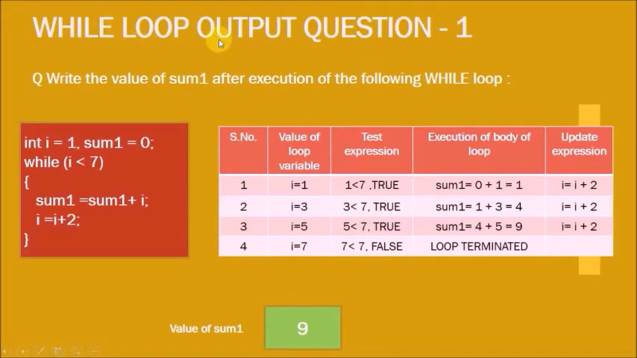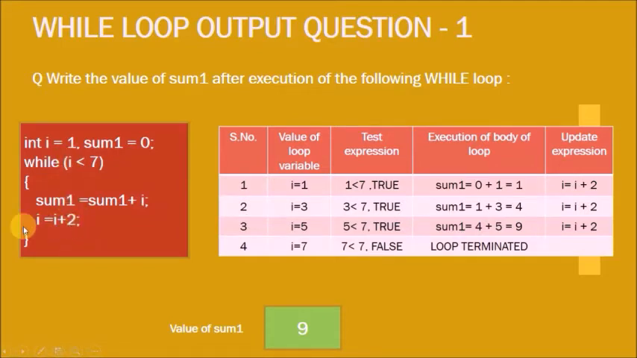Now let us solve some output questions, because output questions usually come and they are of 2 marks. So let us do some questions. Now the first question is, write the value of sum1 after execution of the following while loop. So let us see, int i = 1, sum1 = 0, while (i < 7), sum1 = sum1 + i, and then i = i + 2.